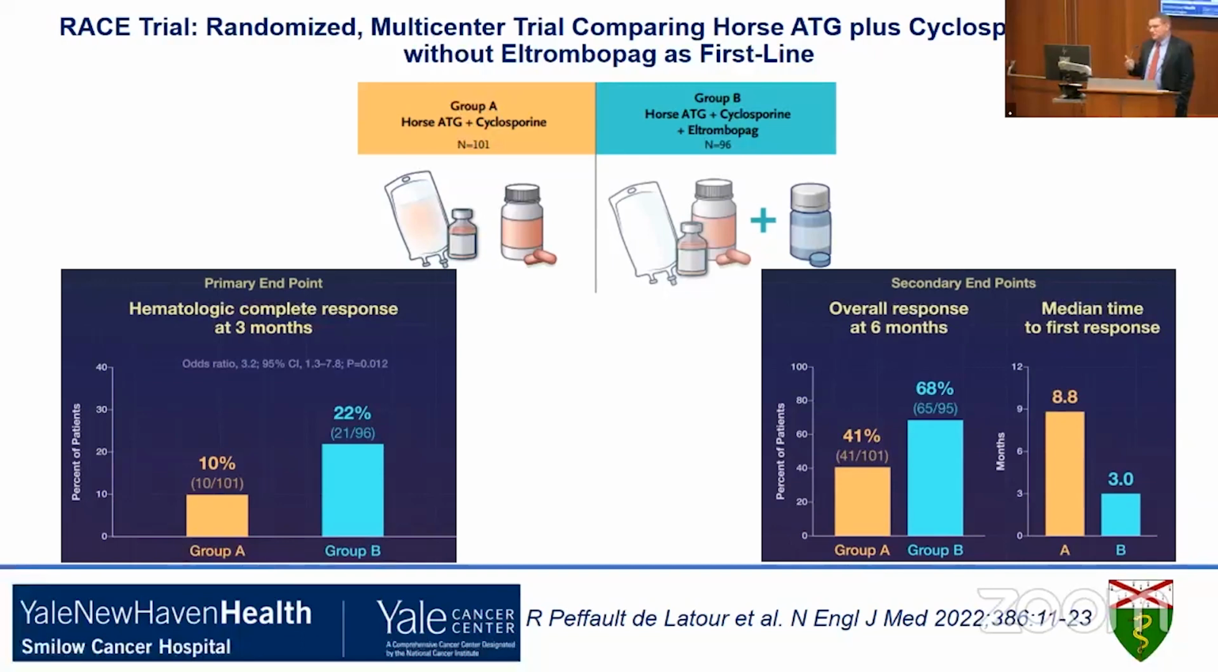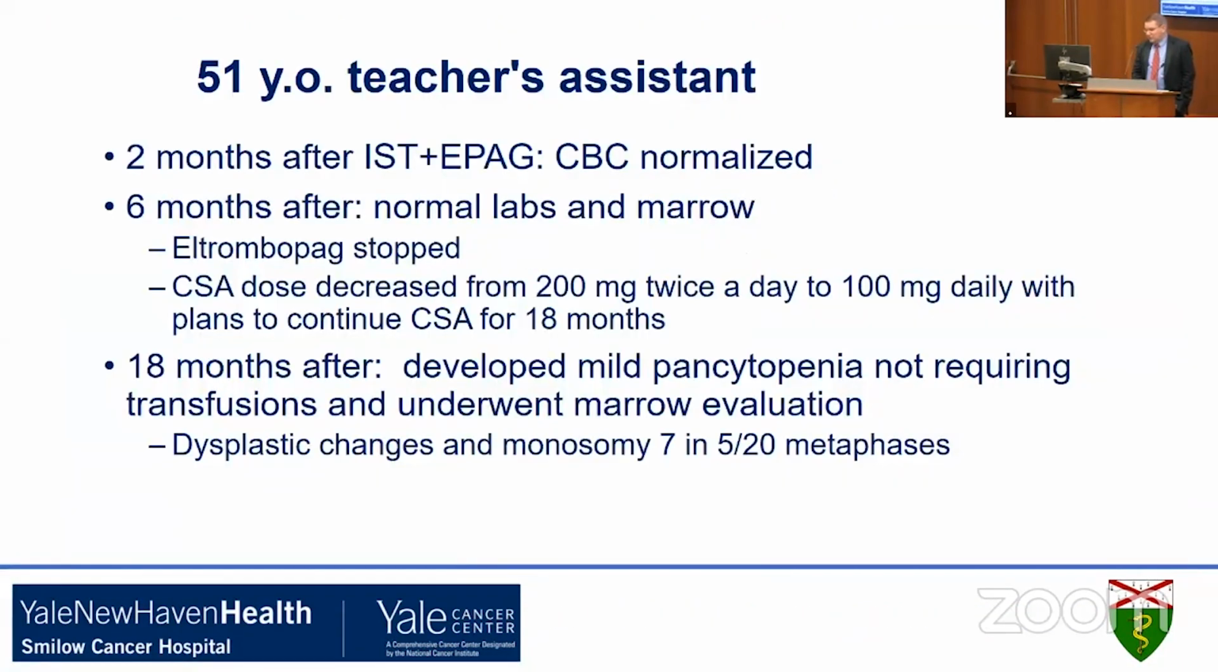Similarly, overall response at 6 months was significantly improved by a combination treatment with eltrombopag when compared with immunosuppressive therapy alone. So our patient was treated at NIH. At 2 months, her CBC, complete blood count, became normal. Not even a complete response, it just became normal. And at 6 months she had normal labs, and her marrow was repeated and had normal cellularity.